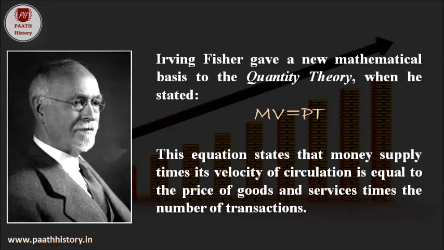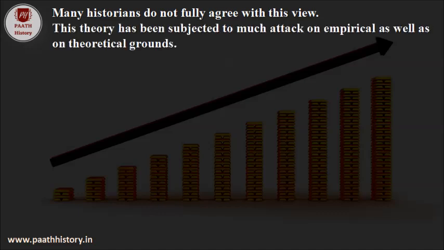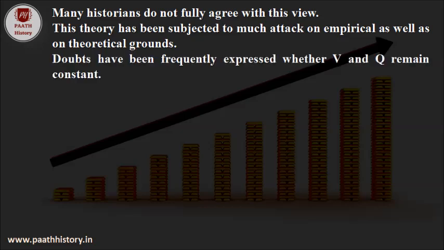This equation states that money supply times its velocity of circulation is equal to the price of goods and services times the number of transactions. Many historians do not fully agree with this view. This theory has been subjected to much attack on empirical as well as on theoretical grounds. Doubts have been frequently expressed whether V and Q remain constant.